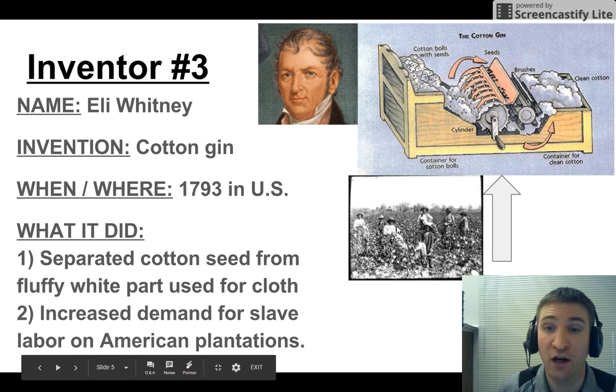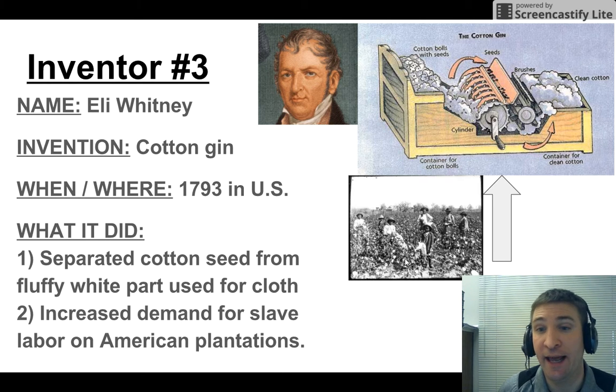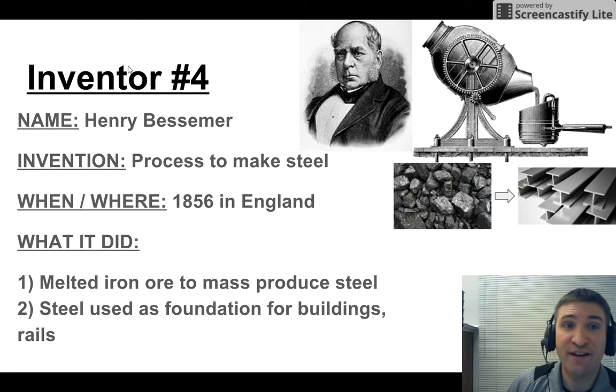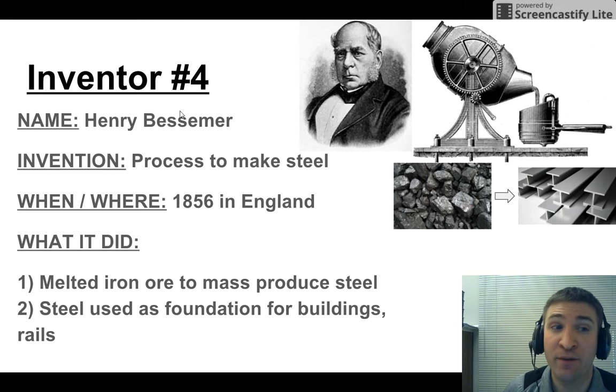Inventor number four, here he is with those sideburns. His name, Henry Bessemer. Henry Bessemer invented a process to make steel. When? 1856. Where? England. What it did. So the Bessemer steel process melted iron ore to mass produce steel.